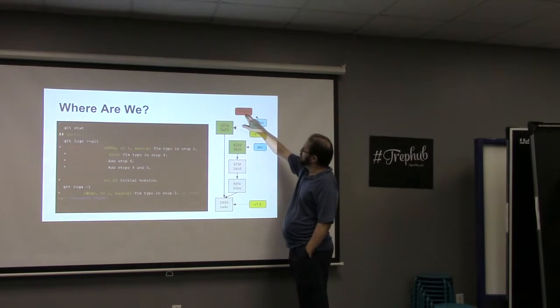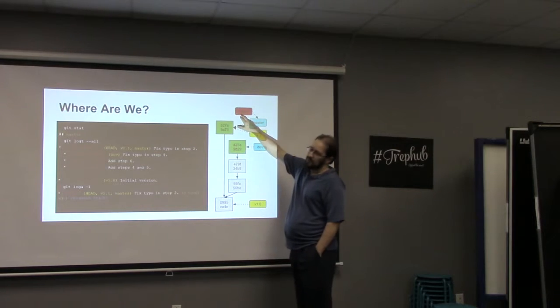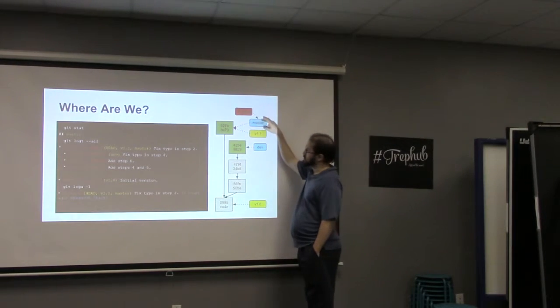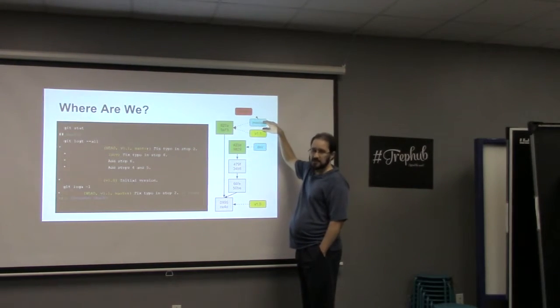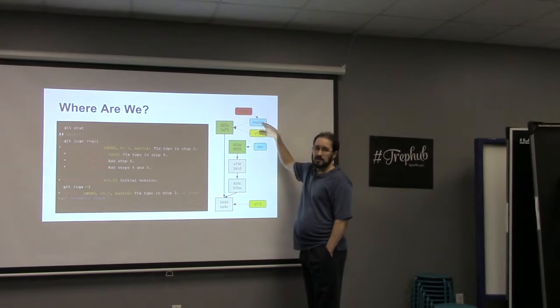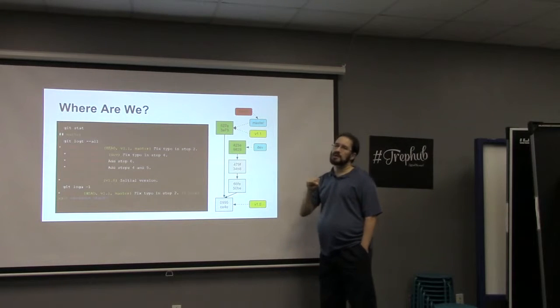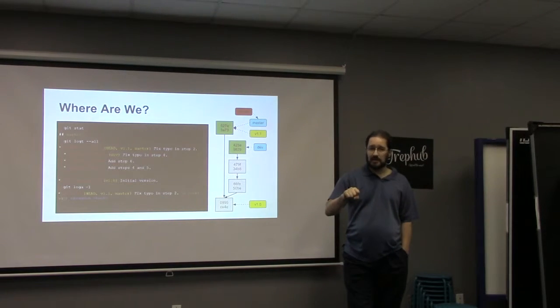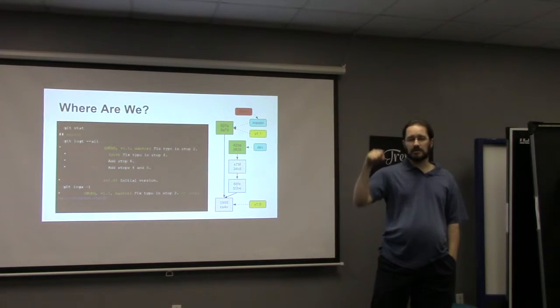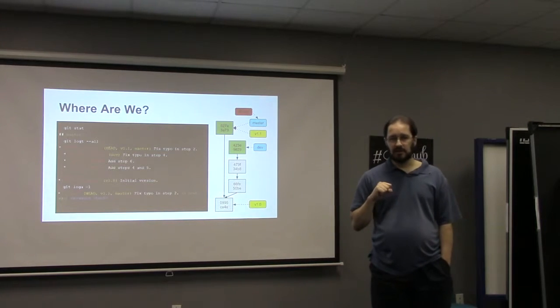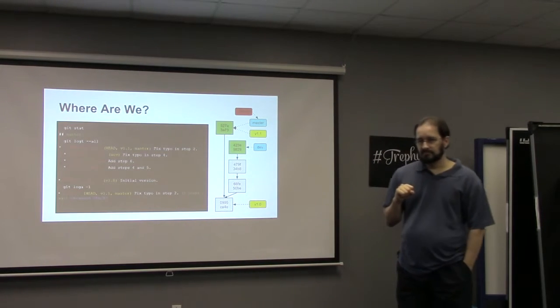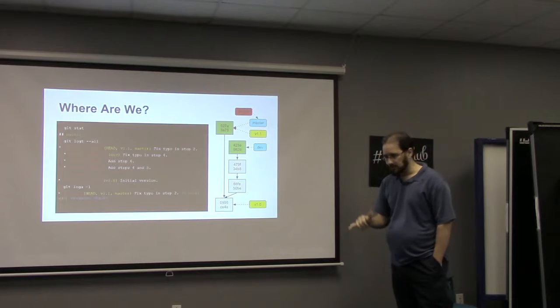HEAD usually is what we call a symbolic reference. It's actually just a pointer to another reference, usually to a branch. So because HEAD is pointing to the master branch at this point, Git knows that when it goes to check something in, it should update the master branch to point to that new commit that you just did. So it kind of does a little level of indirection.